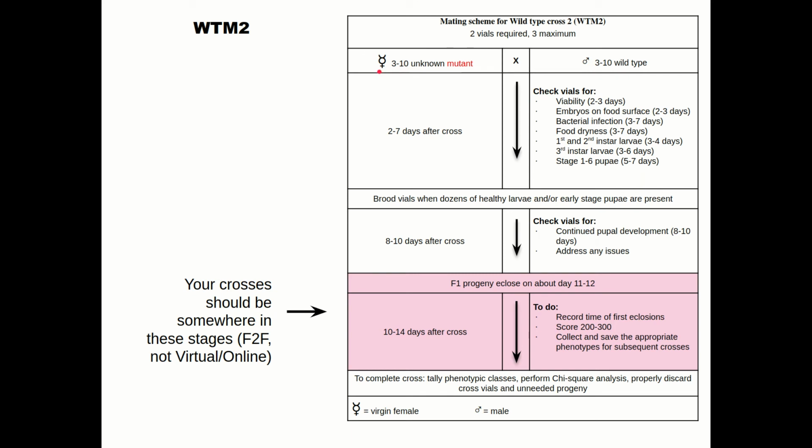You have the mutant, and this is female. This little arrow here, that means male. So we have a wild type male crossed with a mutant female. Now notice the number, 3 to 10 flies of each type. You put them in a vial together, and then you wait a few days. You watch them, checking to make sure everything is going right. You should see pupal development here, and then you should see these things. If you don't see these things, you've got something wrong going on.